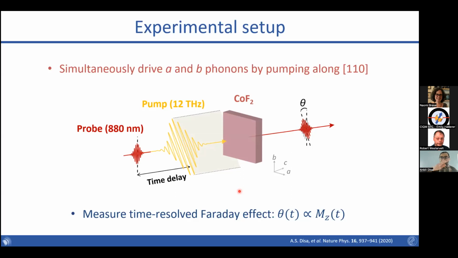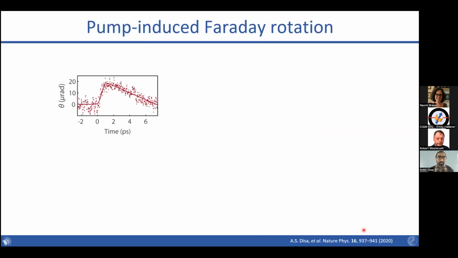We have 1 terahertz pulse polarized at 45 degrees. And then we carry out a relatively simple experiment, which is a pump-probe experiment where I first pump with my terahertz pulse, and then I'll probe with a second pulse propagating along the c-axis. And through the Faraday effect, the magnetization along the c-axis will lead to a rotation of the plane of the polarization of this probe pulse. And so what I'll do is I'll measure the rotation angle of this probe as a function of time delay, and I'll resolve then the pump-induced magnetization in the system.